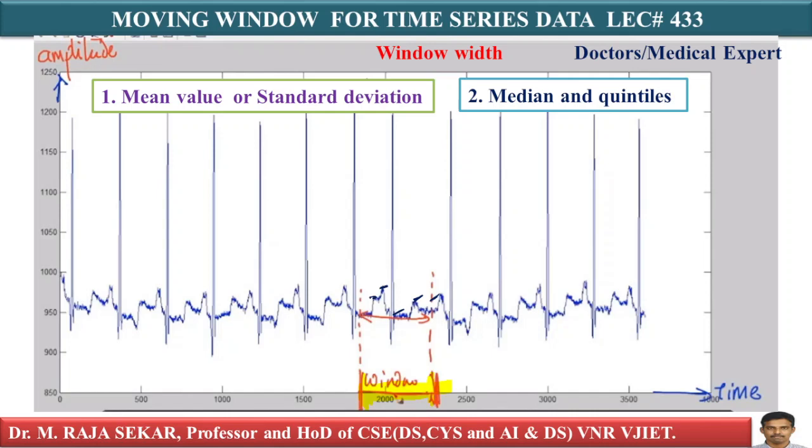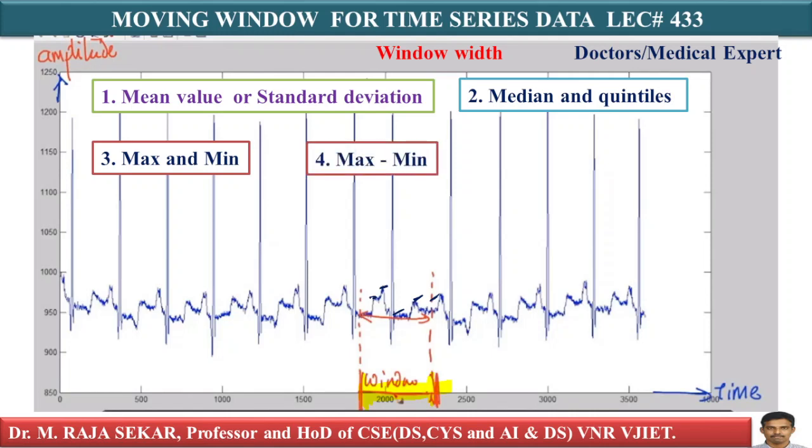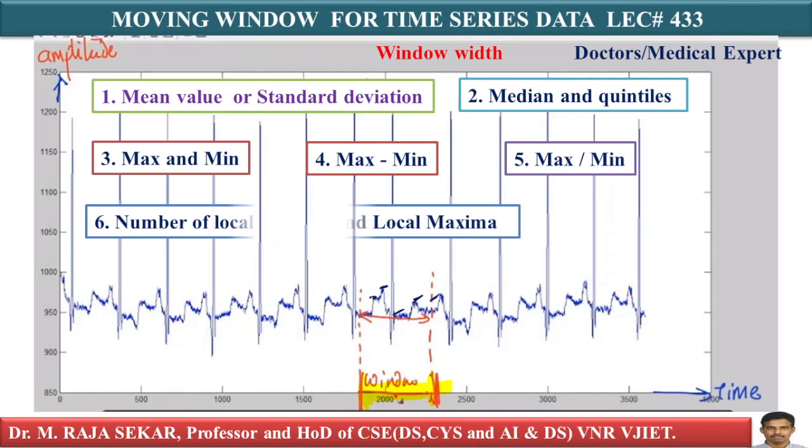The third thing that they do is also max and min. Sometimes they take max minus min. Sometimes they take max by min. There are cases where people may consider max by min. All these are problem specific, that one must understand. You need to talk to a medical expert and ask them, are these things useful from your perspective. The other things are called number of local minima and local maxima.